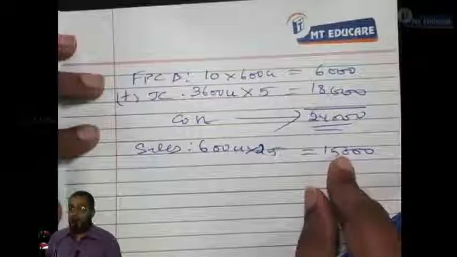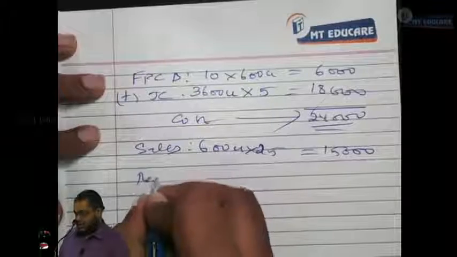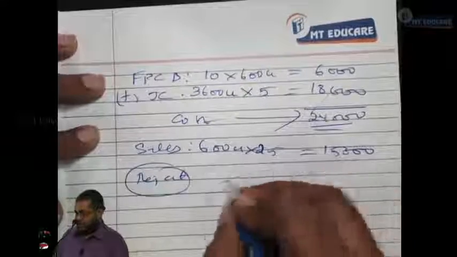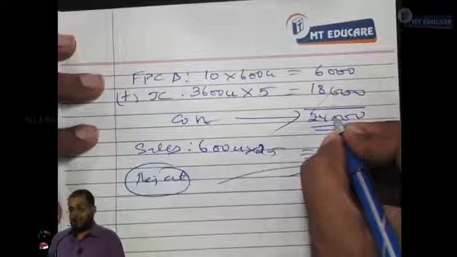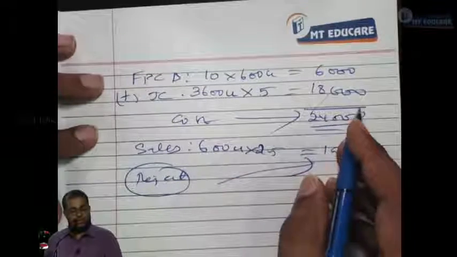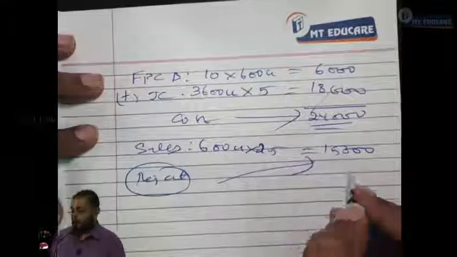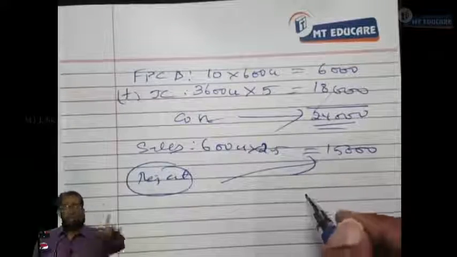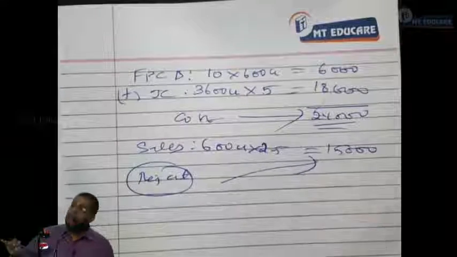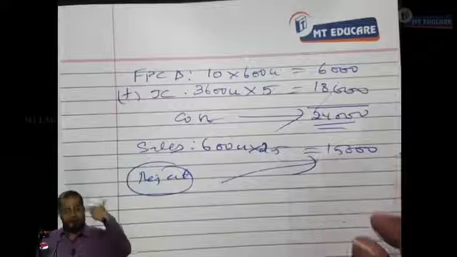Answer my question. Is the specific order to be accepted or not? No. So what should I do here? Reject the specific order, because my cost is 24,000 for producing what? 600 B. But I get only how much here? 15,000. This is point number 1. Accepted or not? Problem over. I'll go one step further.